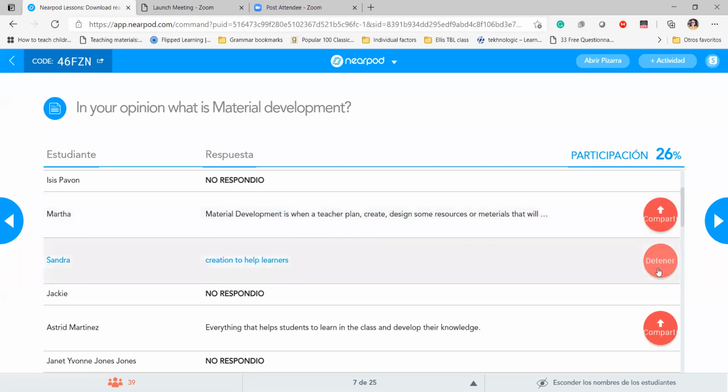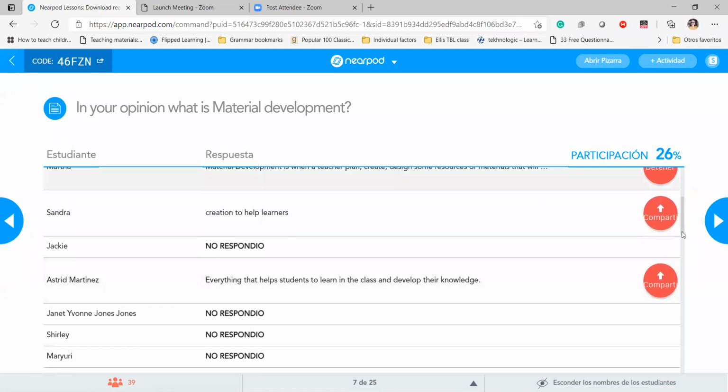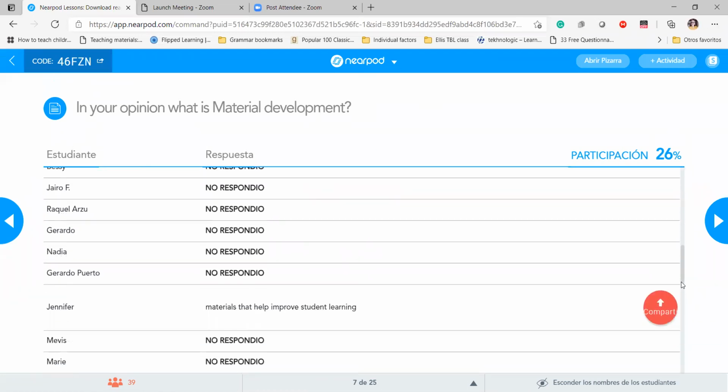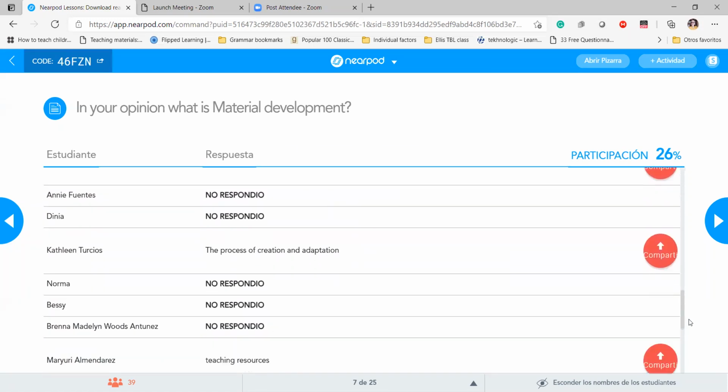And then, everything that helps students to learn in the class and develop their knowledge. This is an answer by Astrid. Linaida also says that it helps the students to understand a topic. Jennifer said that materials that help improve students' learning. Alexis said that it was to select the correct materials for recreation. Very good. You have very good answers.